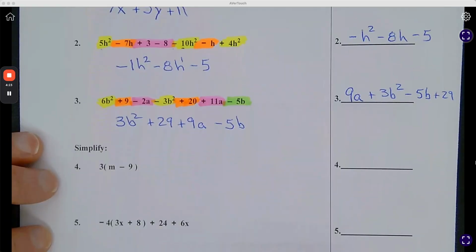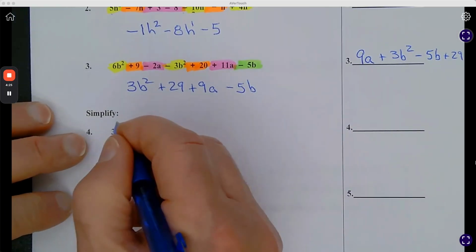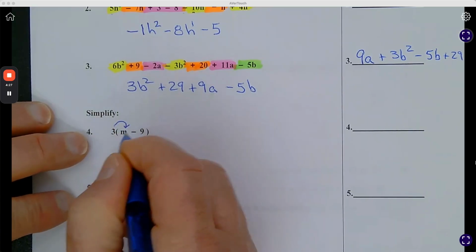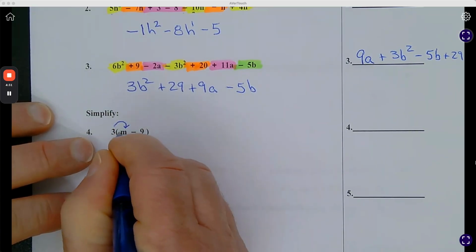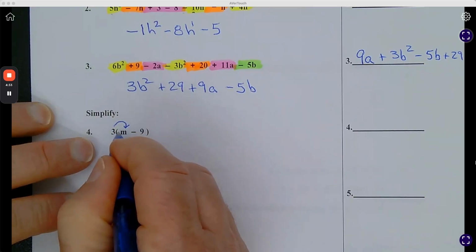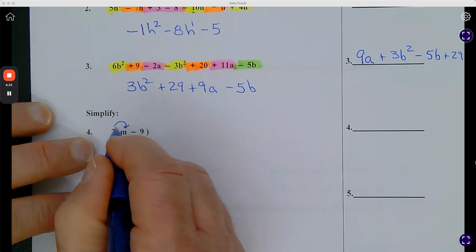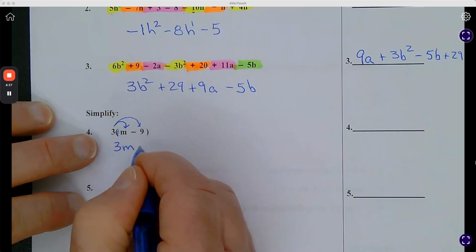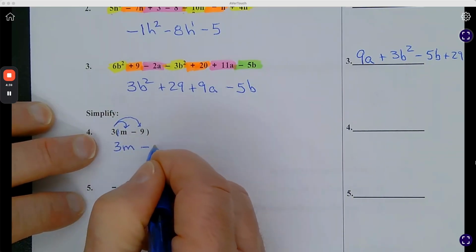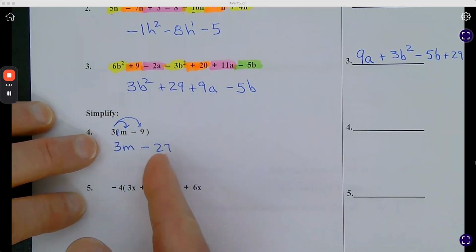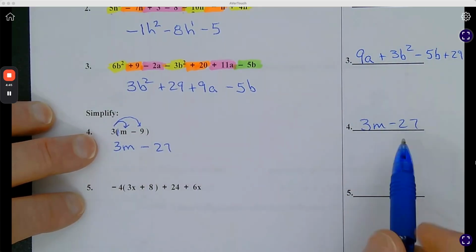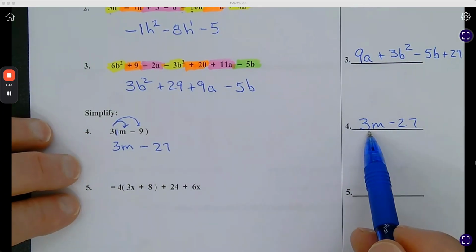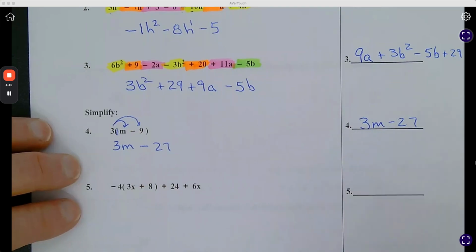All right, distribution. This is a great property. Take that 3 and multiply it by that 1m. You get 3m because 3 times 1 is 3. Notice there's no number in front. When that's true, it's 1. Positive times a negative is a negative, and 3 times 9 is 27. That term and that term are not like, so just make sure you write it in the proper form. Variable term comes first, constant term comes last.